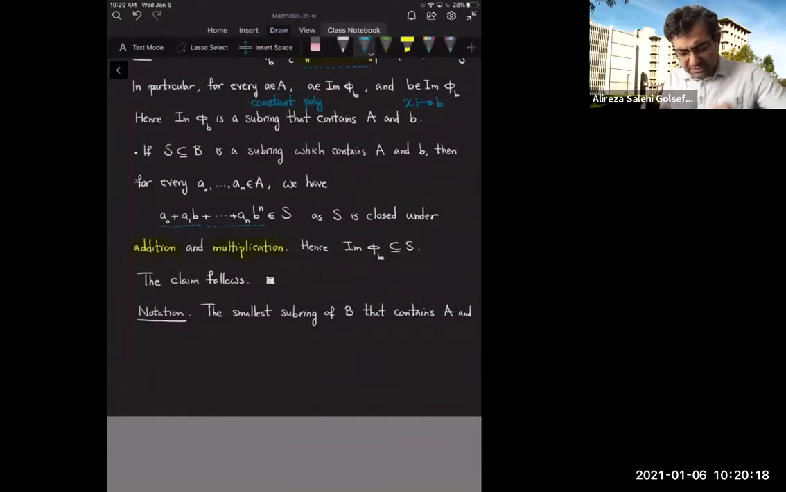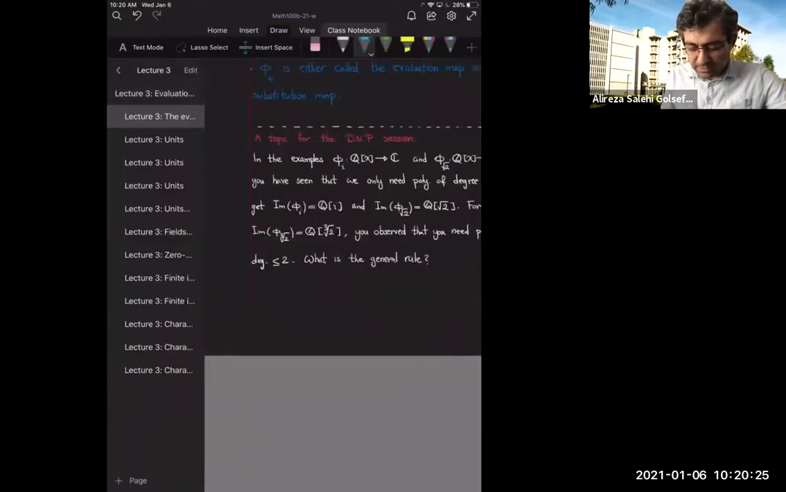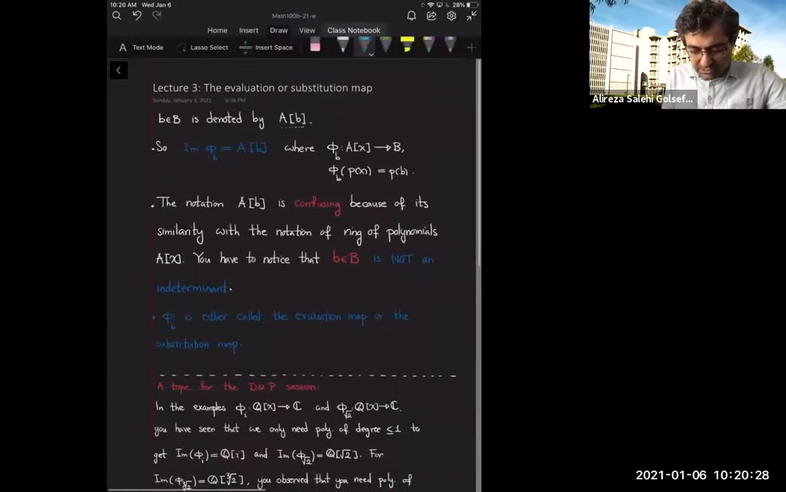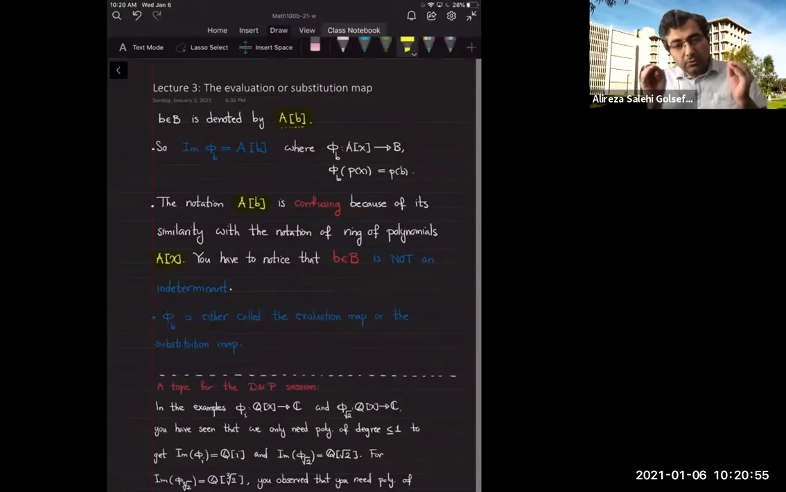Okay, now this smallest subring is denoted by A bracket b. There is a kind of warning that I have to give, because I've seen students make mistakes and get confused, and they confuse this notation with the notation of the ring of binomials. That's for a good reason, right? The ring of binomials is also denoted by a similar notation, A bracket X. The important difference between them is the fact that X is an indeterminate, but b is an element of the codomain, the ring capital B.